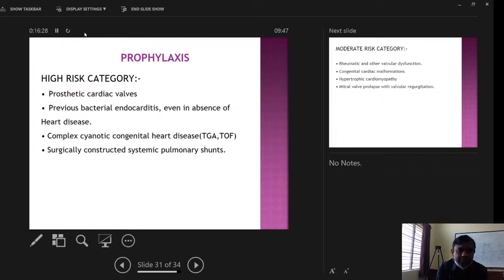Then in some conditions we give prophylactic treatment for infective endocarditis. So what are the risks? If there are prosthetic cardiac valves, and previous bacterial endocarditis, even in the absence of heart disease, complex cyanotic congenital heart disease, that is TGA, tetralogy of Fallot, transposition of great arteries, TAPVC, and surgically constructed systemic pulmonary shunts. In all these conditions, these are the high risk category, we can give prophylaxis.